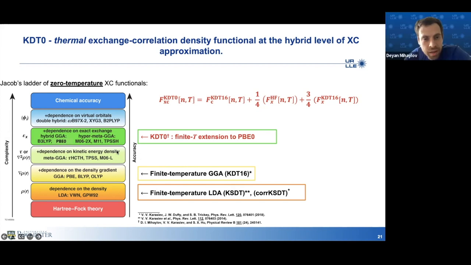Meta-GGA, I would say meta-GGA level. So molecular dynamics with meta-GGA level would be like an order of magnitude more expensive than GGAs, but it's still doable, right? And hybrids, hybrids are much more, maybe two orders of magnitude more.